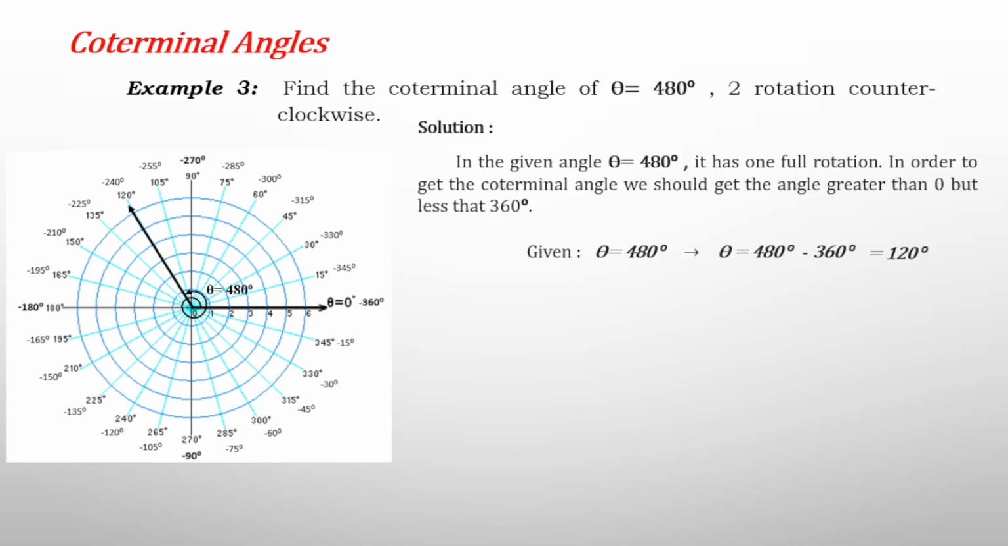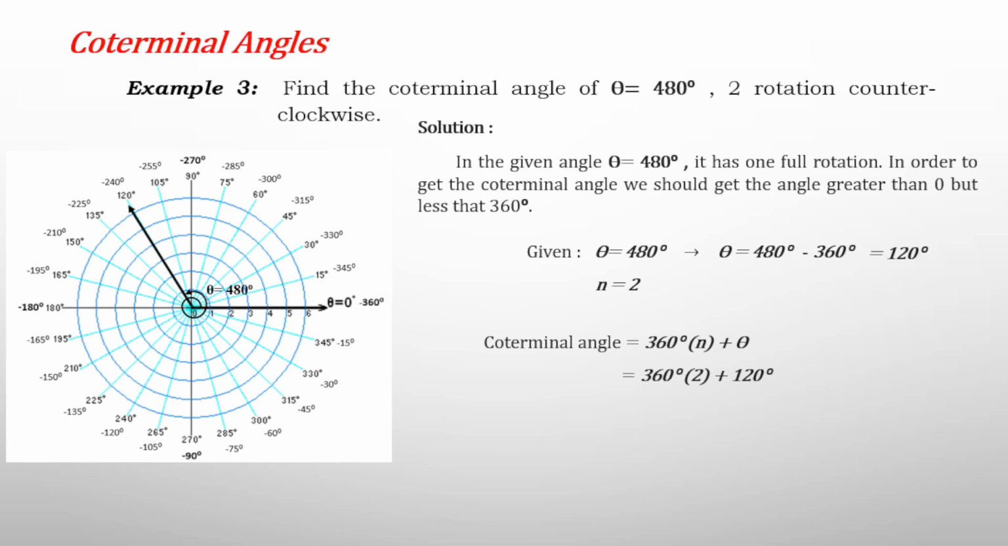So the angle representing the 480 degrees, which is greater than 0 but less than 360 degrees, is 120 degrees. So our n is positive 2 because it is 2 rotations counterclockwise. So we are going to substitute our theta, which is 120 degrees, and our n, which is 2, so we have 360 degrees times 2 plus 120 degrees. So let us simplify.